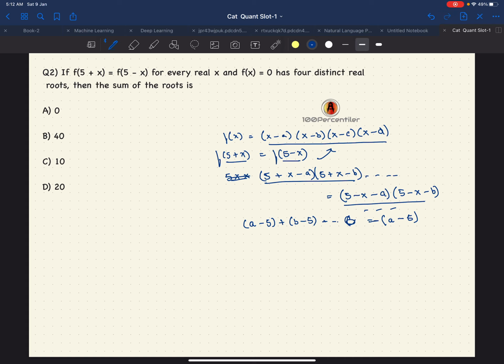but with a negative sign, minus b minus 5, minus c minus 5, and so on. So we are actually having 2 times (a plus b plus c plus d) minus 2 into 4 times 5 here. So the sum here is nothing but 20. So 20 is the required sum here.